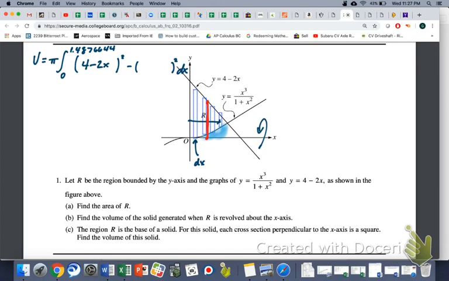Second radius would be from the orange dot to the other orange dot, so that orange line segment. And so that, of course, is also a y distance, but it's equal to a different expression. For that one, the y is equal to x cubed over 1 plus x squared. It's the closer function, the one that's closer to the axis of rotation.